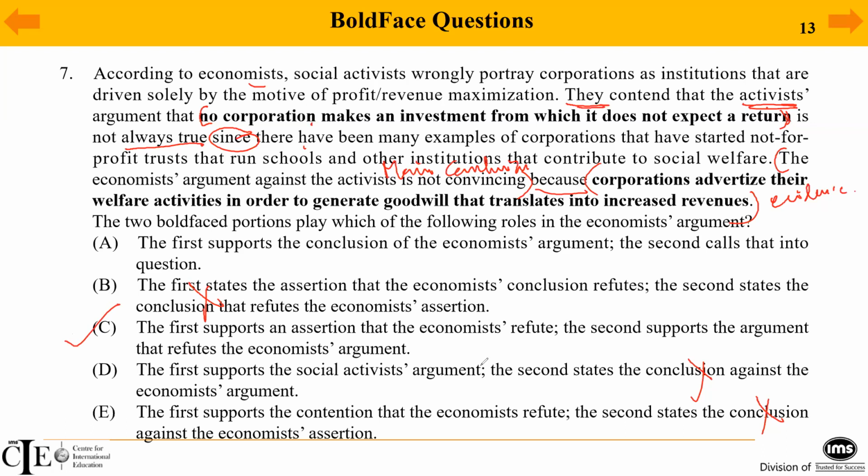So the technique here is to identify the evidence and the conclusion. Any conclusion is based on some evidence, right? So if you find out that evidence and conclusion, you will find answers like this, where something goes contrary. So you can eliminate 2-3 options immediately once you identify the conclusion and the evidence.